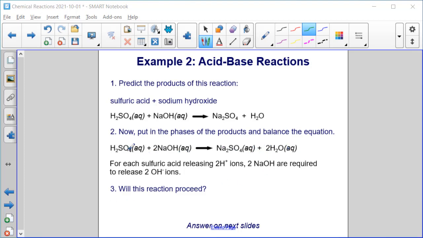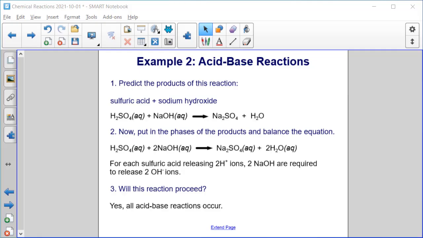For each sulfuric acid right here that releases 2 hydrogen ions, we would need 2 NaOHs to release 2 OH minus ions, essentially making sure we have an equal number of water molecules. And then the last question, will this reaction proceed? The answer is yes, all acid-base reactions occur. It's a neutralization reaction, no need for the formation of a precipitate, it will occur.